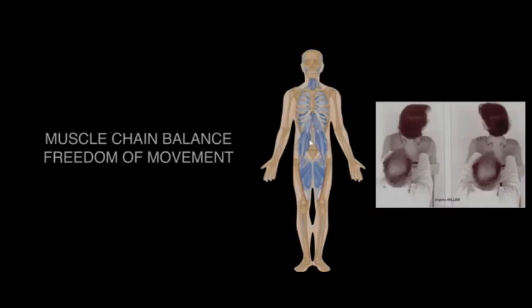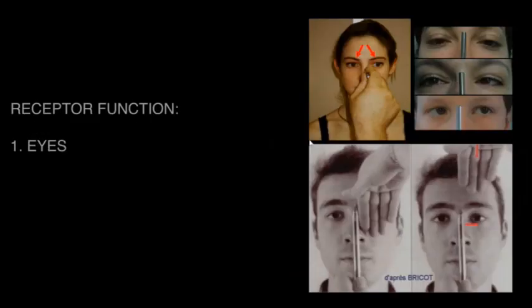And we have to have a muscle chain balance to have a freedom of movement. Freedom is the main concept in osteopathy. Osteopathy basically said freedom is life. And that's why we have to have a muscle chain to make freedom in the movement.